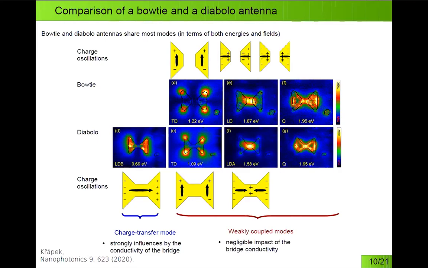This is the answer. These figures here show how the charge oscillates for the specific mode. And as long as there's no charge transfer through the bridge, the presence of the bridge is actually not important. So if you transform the conducting bridge into the insulating gap, not much changes for these specific oscillations. On the other hand, there's this lowest mode of the diabolo that includes charge transfer through the bridge. And now, of course, if we remove the bridge, this mode cannot exist any longer, and it is replaced by some other kind of mode, which is not resolved in our experiment.